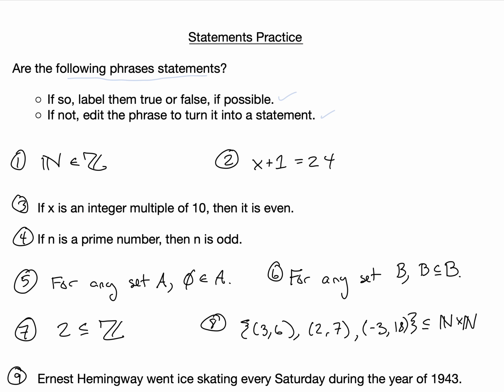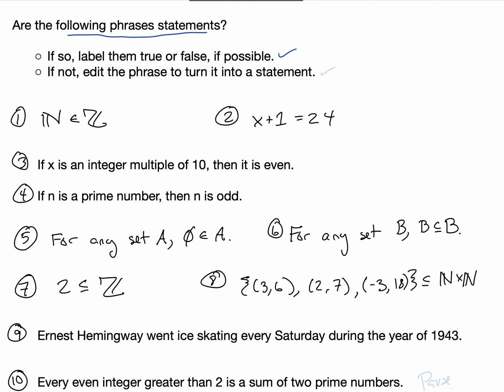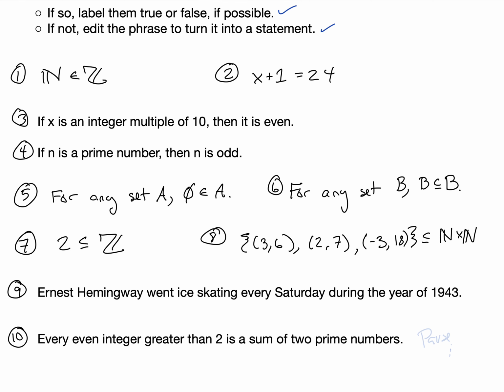Here are 10 examples below of phrases and mathematical expressions and sentences. For each of these, determine whether or not it is a statement. After that, if it is a statement, label it true or false if possible. And if it is not a statement, then edit the phrase to turn it into a statement. So try this with the 10 examples below. I encourage you to pause, maybe grab some paper or whatever. Try these out, and then I will go through them one by one.